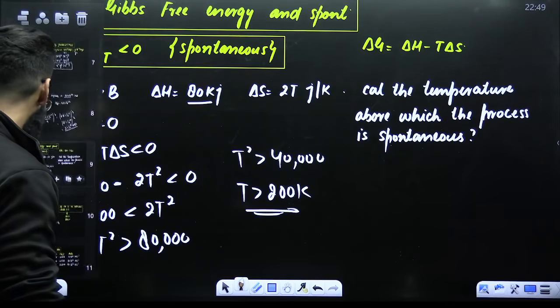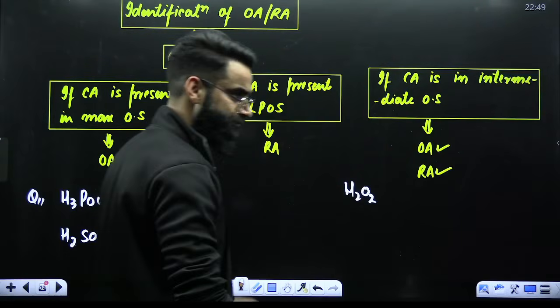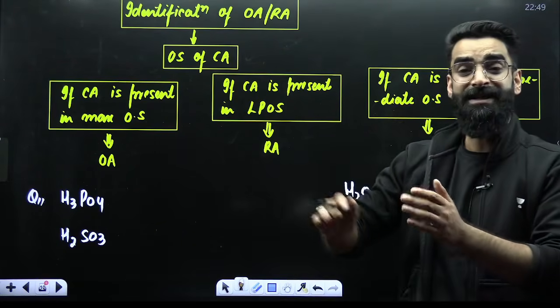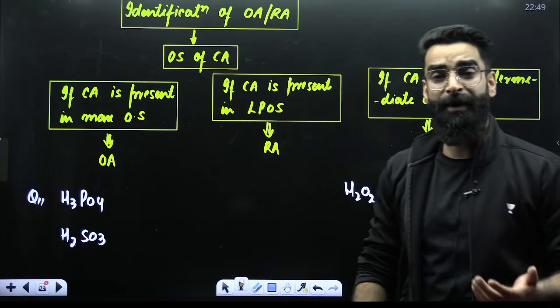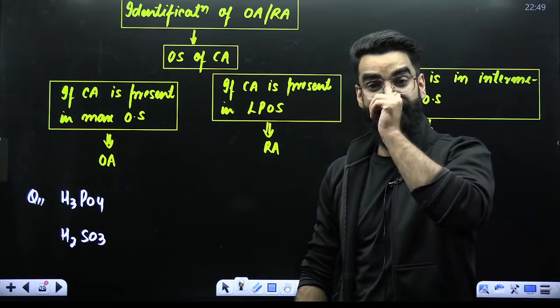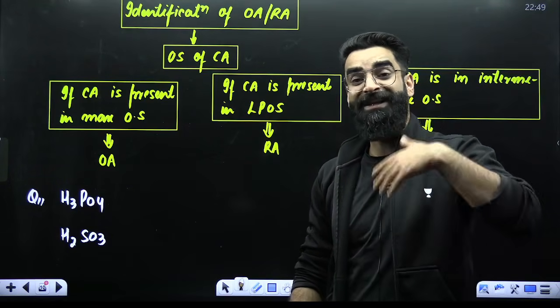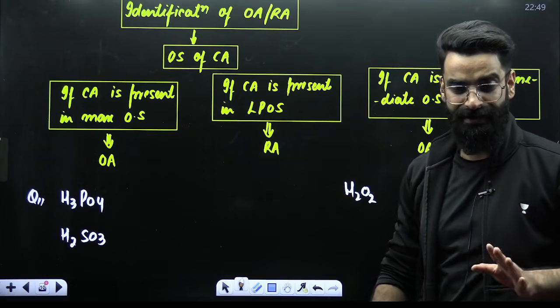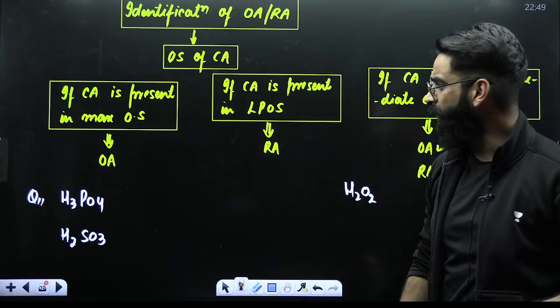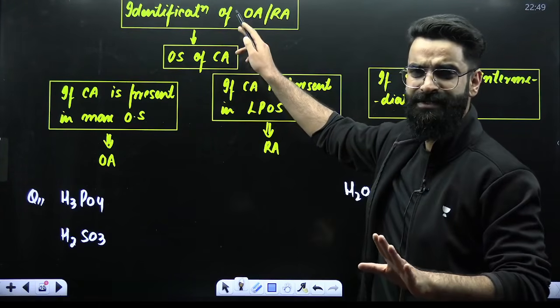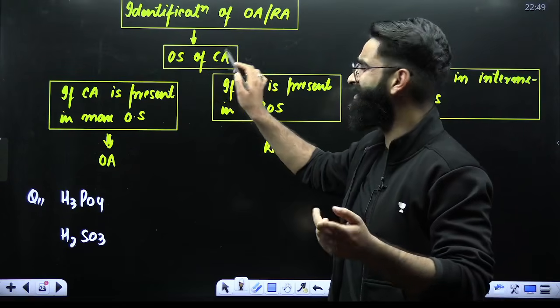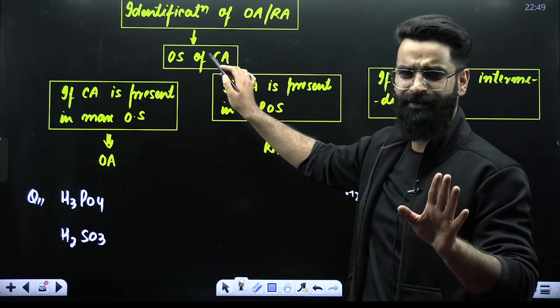Now, similarly, my dear students, there is one more question which is asked. You'll be given certain compounds and you will have to check whether the compound is behaving like an oxidizing agent, whether it's behaving like a reducing agent, or whether it can behave like an oxidizing as well as a reducing agent. For that purpose, whatever compound is given to us, first of all, get the oxidation state of the central atom.